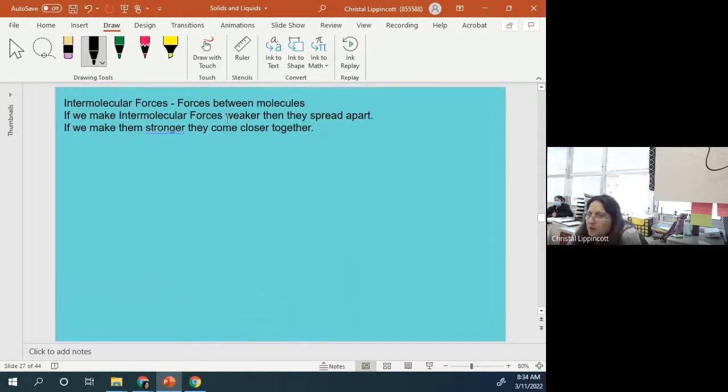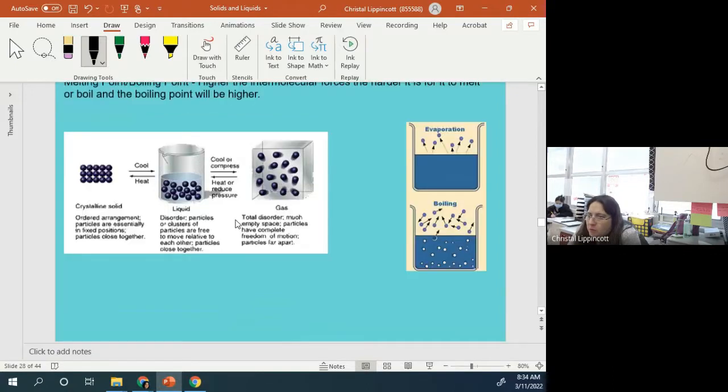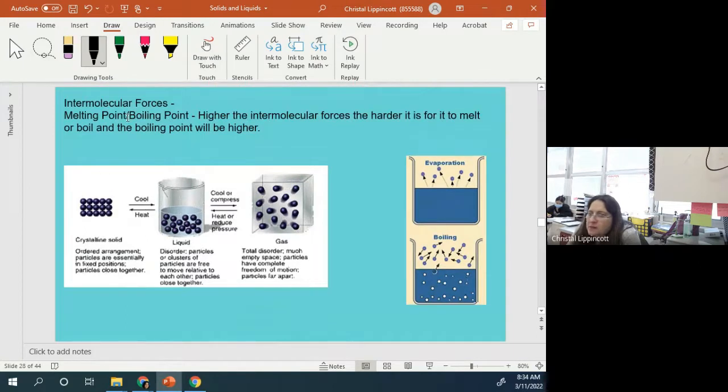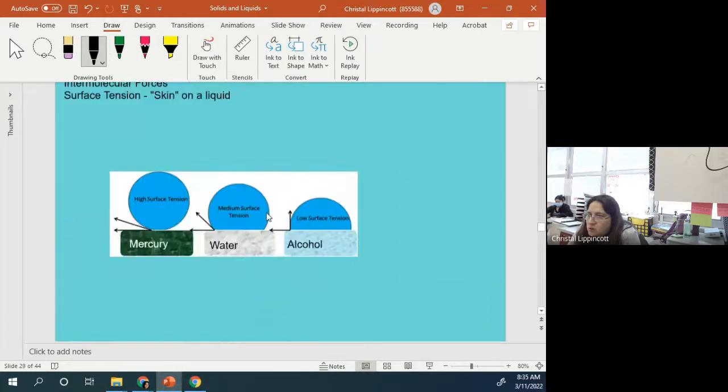If intermolecular forces are weaker, they tend to spread apart. If we make them stronger, they're going to come together. These intermolecular forces then are the determining factor in whether you have a solid, liquid, or gas. When we cool or heat things, that's what's changing, the IMFs. That's what we're changing in those phase changes.